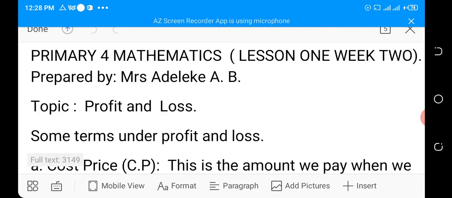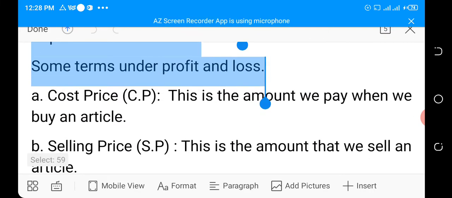The word profit simply means gain. What we benefit. Profit means what we benefit from a transaction, what we gain from a transaction. While the opposite of profit is loss. Loss means that we don't benefit, we don't gain from a transaction. So let's look at some terms under profit and loss.